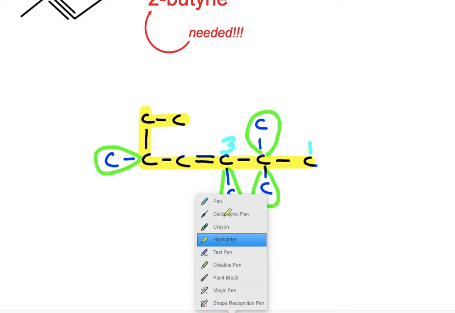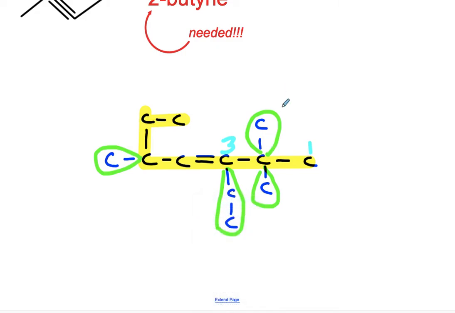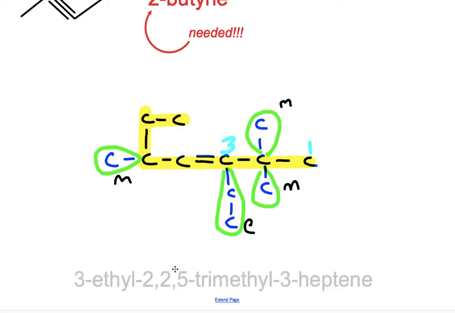So now let's quickly talk about what we did again. This is a methyl. This is a methyl. This is an ethyl. And this is a methyl. So what comes first? It has to be the ethyl. So when I'm doing this, it's got to be 3-ethyl, 2,2,5-trimethyl. What did I say? 7. And then I'd say where the carbon is, 3-heptene. I believe that's what it's going to say.